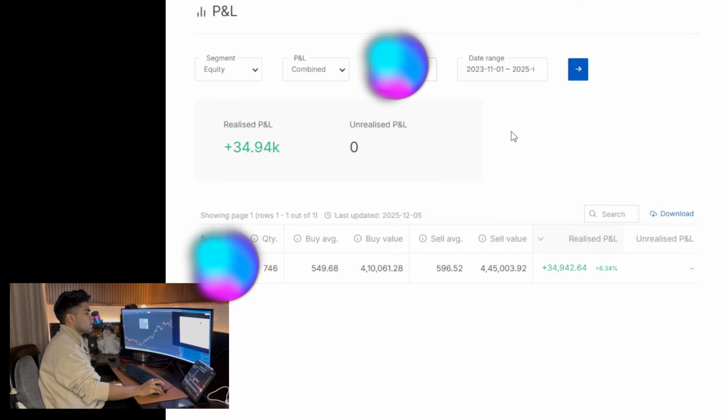Okay guys, you can see this is stock number 1. We went with 4 lakh capital, but it was a low risk high reward type setup. I'll explain it in the video, but this was a type of setup. Now let's refresh this one.